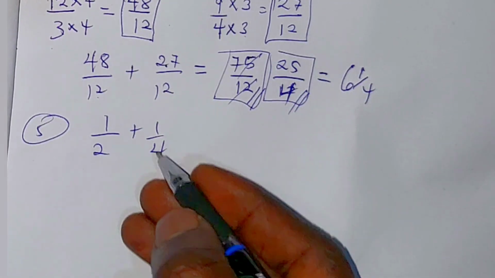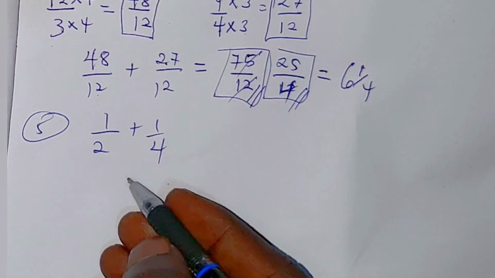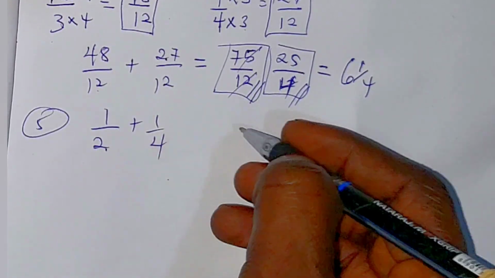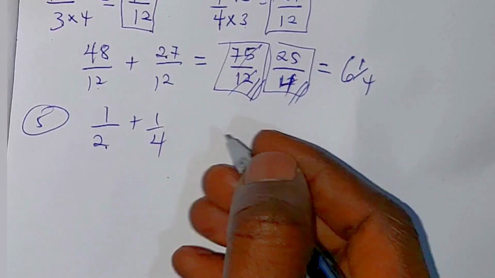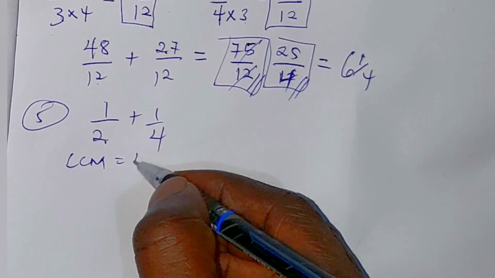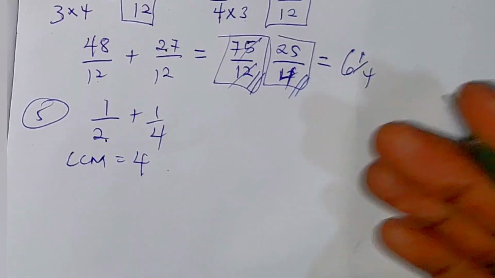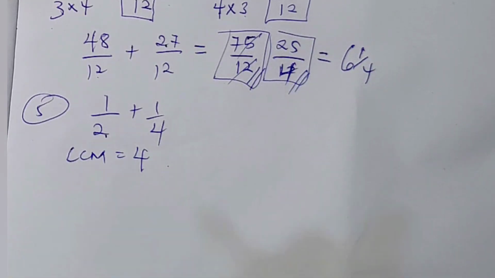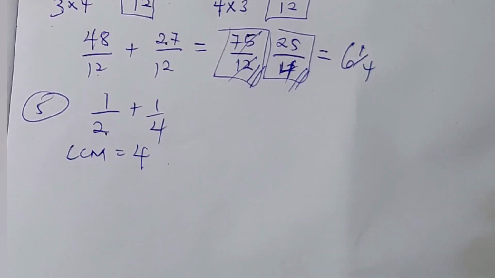So you're given this question where we have 1 half plus a quarter. That's 1 over 2 plus 1 over 4. You need to find the LCM. As usual, the LCM is 4. If you don't know how to find the LCM, you can leave it in the comment section. Maybe you want me to make a video on it for you, I will do that.